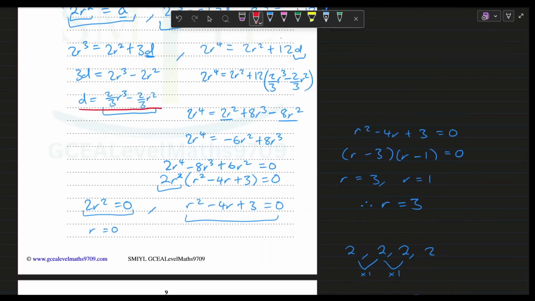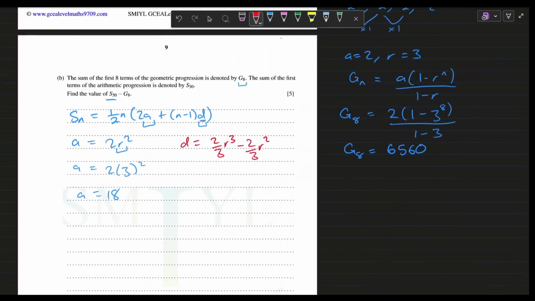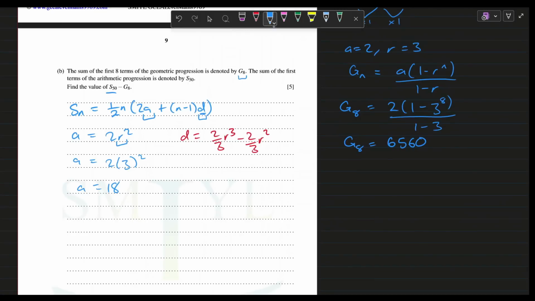Let's just check to see if I've copied that correctly. Yes. So that means d is going to be equal to 2/3 multiplied by r, which is 3 cubed, minus 2/3 multiplied by r squared. So d is going to be equal to, let's punch this into the calculator, that's 2 over 3 times 3 cubed minus 2 over 3 times 3 squared, and this gives us d is 12.